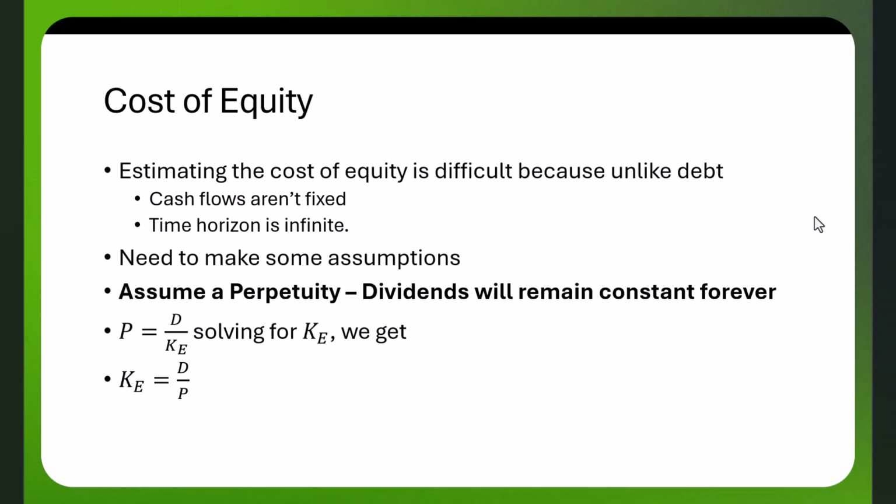That is, dividends will remain constant forever. In this case, the pricing equation is going to be the price equals the fixed dividend divided by the cost of equity, which we're denoting by K sub E. If we solve for the cost of equity, we get the cost of equity equals the dividend divided by the price. Now, this may seem rather naive, but in the case of preferred stock, it tends, in many cases, to pay a fixed dividend. So if you know the dividend, you just divide by the current price, you get the cost of preferred.